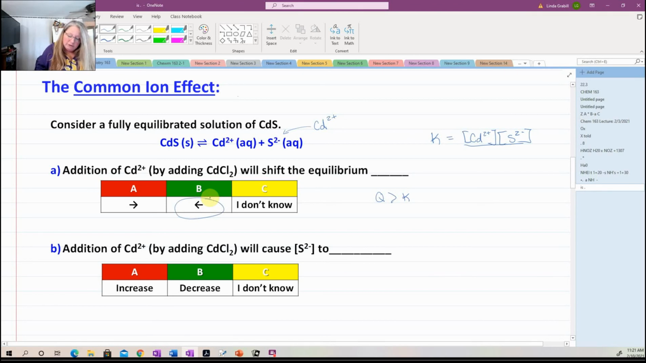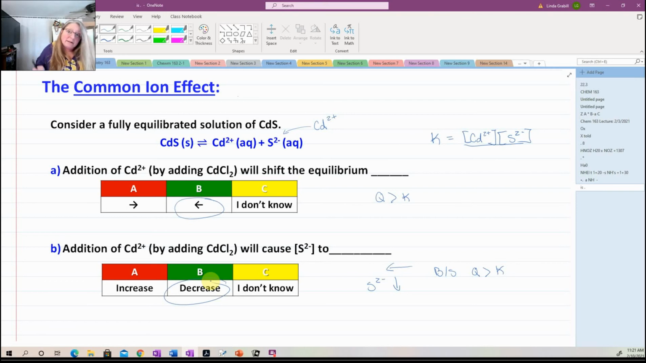What impact is that going to have, do you suppose, then, on the sulfur 2- ions? Do you think the concentration of sulfur 2- is going to increase, decrease, or stay the same? If I am shifting equilibrium to the left because Q is larger than K, then that means I am going to decrease the amount of S2- I have. It's going to go down, simply because I'm shifting from the products towards the reactants. This impact is what's called the common ion effect.